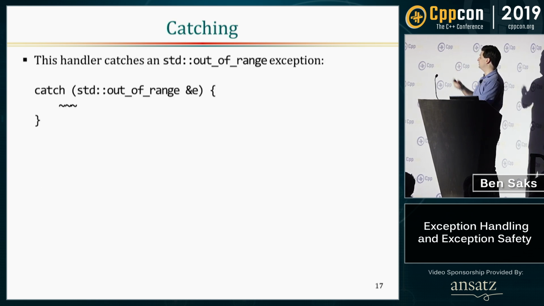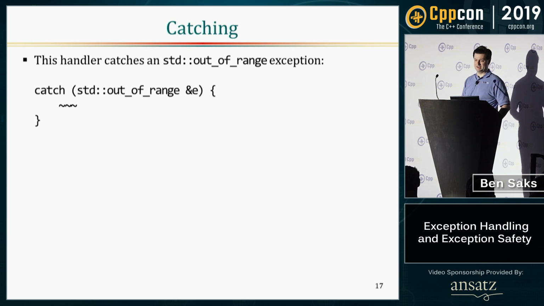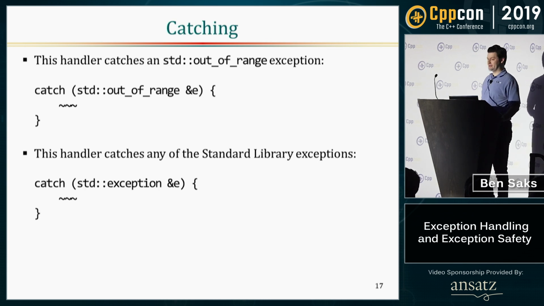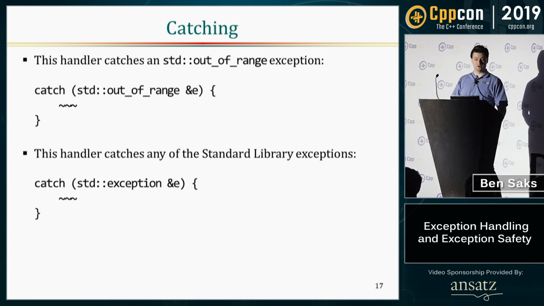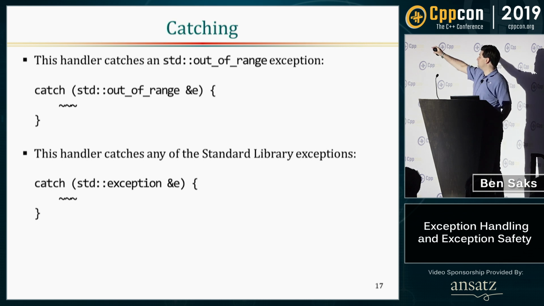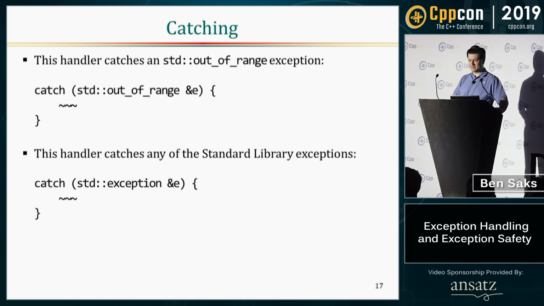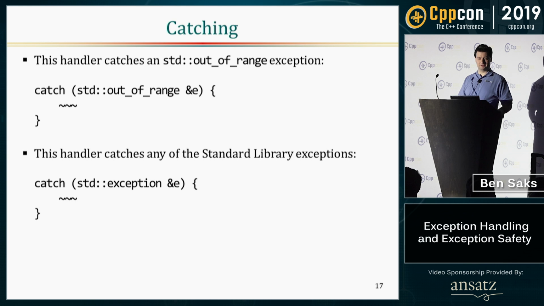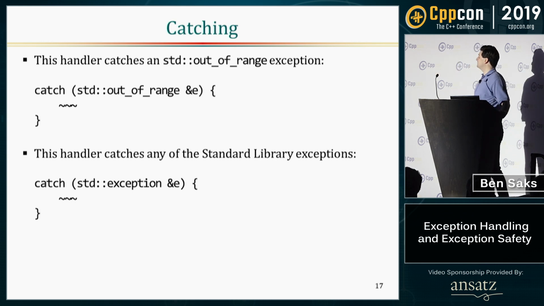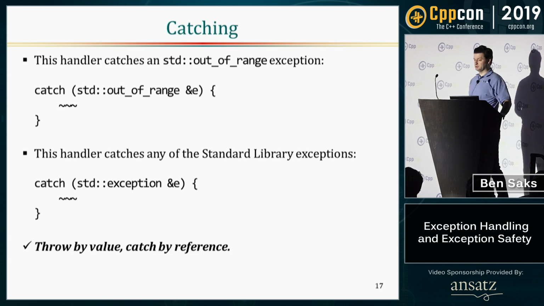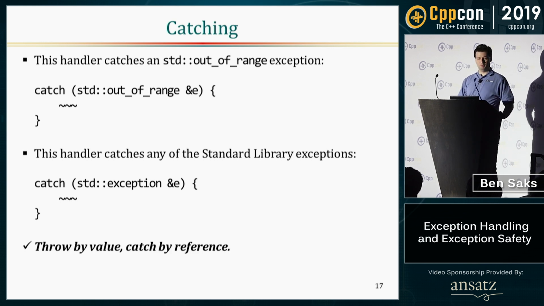So here, for example, is a catch block that can handle standard out-of-range exceptions. Since we have a common base class for all the standard library exceptions, we could also catch std::exception in general. And that would handle any standard library exception. Notice that I'm catching these exceptions by reference. Usually, what we do is we throw by value and we catch by reference. That's almost always what you want to do.